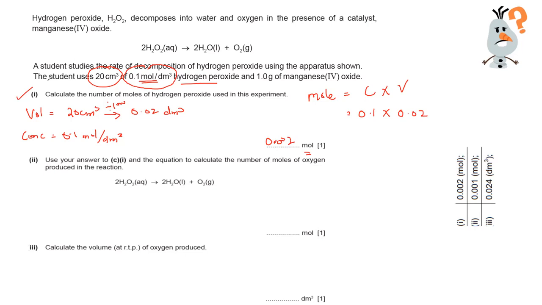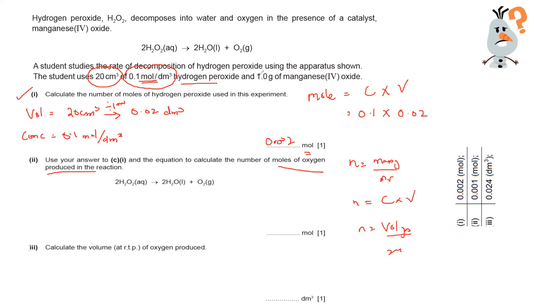Because we had a concentration and the volume, we multiplied both of them and got the answer. But the next part asks for the number of moles of oxygen. To get the moles, as we know, there are 3 formulas: moles equal mass in gram divided by molar mass, moles equal concentration into volume, or moles equal volume of the gas divided by 24. But in the question, nothing is given related to oxygen. You don't have any information, so you cannot use a formula here.